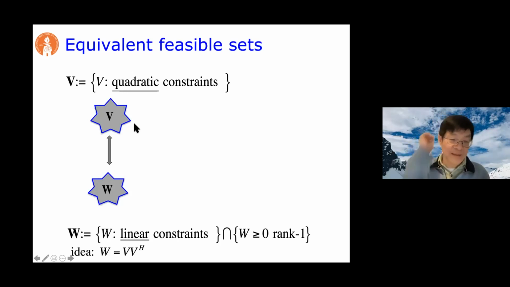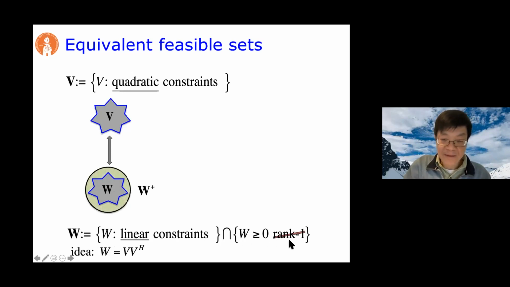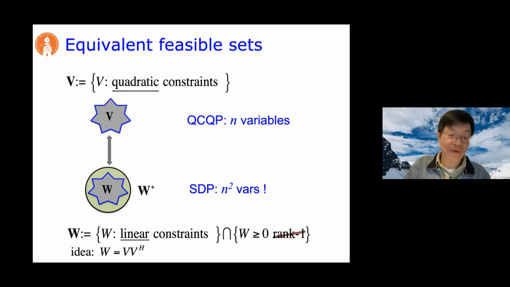So pictorially, you get a non-convex feasible set V, and you can find an equivalent non-convex feasible set for the equivalent problem in terms of the matrices. And this W feasible set is simply a set of linear constraints intersected with the PSD matrices and rank 1. So if we ignore rank 1, then we get a convex set, which is a superset of the original W. Right? So W plus is a convex relaxation, which is a superset of W. So the QCQP has n variables, SDP has n squared variables. So that's the cost. We get a convex approximation, so that's good, but at a much higher number of variables.